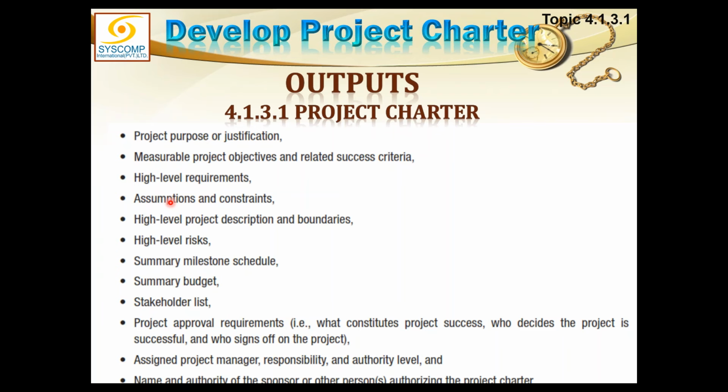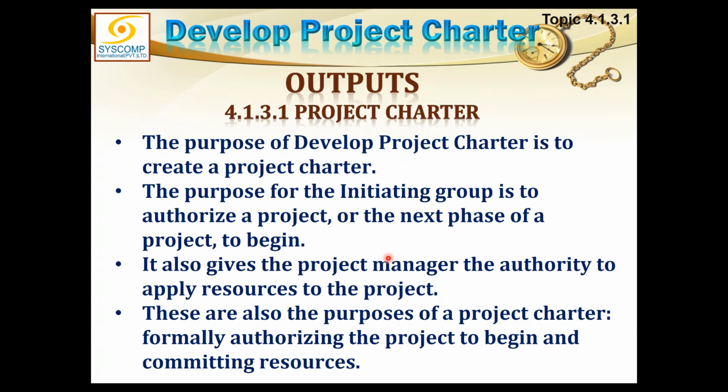It could be optional. Summary milestone schedule if available, summary budget if available, stakeholder list if available, but naturally all these things, if not available, we will anyways have to do something about them, and we will be working a lot in creating all these documents. Project approval requirements and the assigned project manager's responsibility, authority levels and all that. Name and authority of the sponsor, who is the person authorizing the charter. So generally, these are some of the headings you could have for the charter.